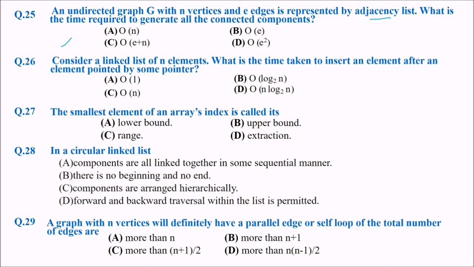So what is the time required to generate all the connected components? The answer is O(e plus n), that is, the order of edges plus vertices.